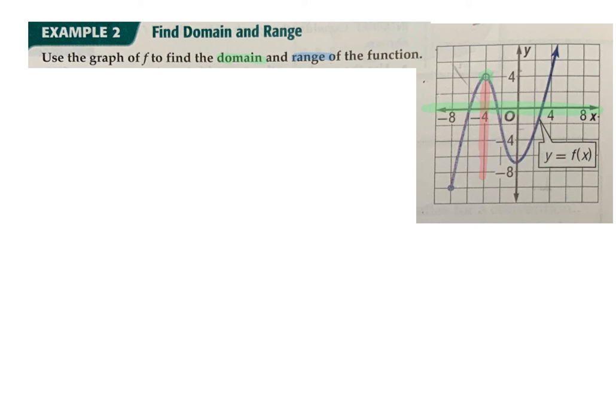I also want to point out one more thing. This down here stops. You see there's no arrow, right? So that's the end of my graph. So I end where? Well, I end right here.